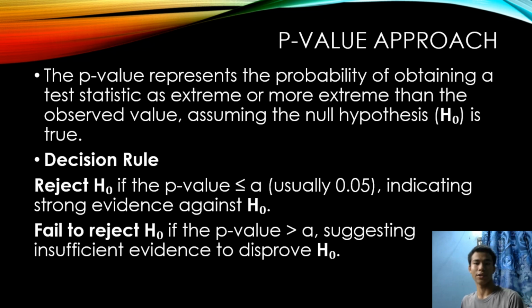P-value approach. The p-value represents the probability of obtaining a test statistic as extreme or more extreme than the observed value, assuming the null hypothesis is true. Decision rule. Reject the null hypothesis if the p-value is less than or equal to alpha, usually 0.05, indicating strong evidence against the null hypothesis. Fail to reject the null hypothesis if the p-value is greater than alpha, suggesting insufficient evidence to disprove the null hypothesis.